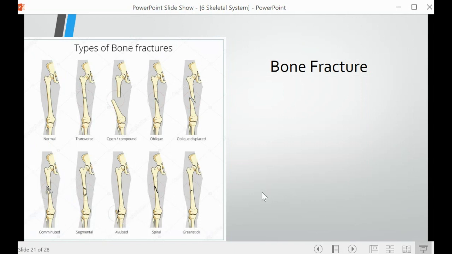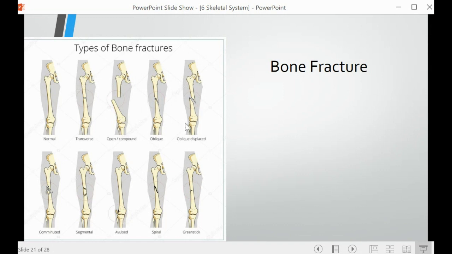So let's talk a little bit about bone fracture. These are some examples of bone fractures. Okay, so this is a normal bone, no fracture there. You can see a transverse fracture, named because of the way that it breaks. Open or compound means that it's pushing up against the skin, or it may even break the skin. Oblique is sort of like a side or an angle.